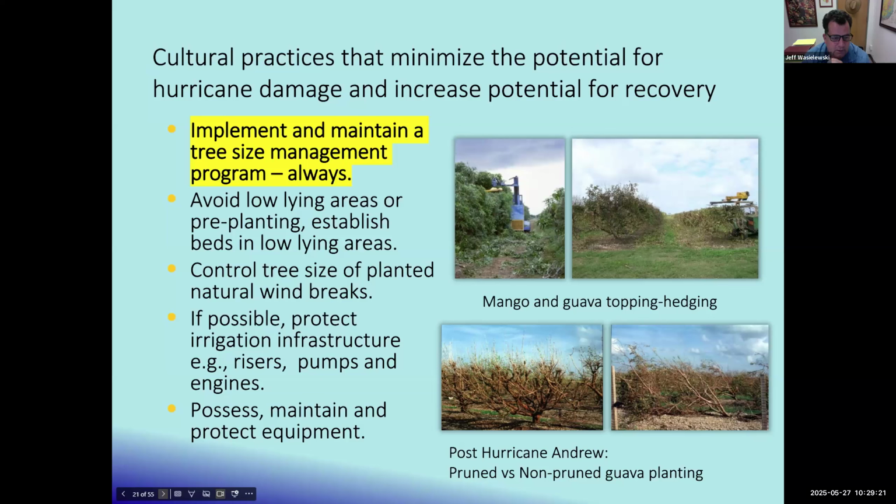If possible, protect irrigation infrastructure and then have the equipment to do what you need to do afterwards. And there you see on the right, on the top, mango and guava topping and hedging. They actually use these machines that just go around the top and the side and slice them. So this is controlling the height. Look at those guavas on the right. That's not really going to blow over, unless it's something like the bottom right where you have the non-pruned guava and it just fell over.